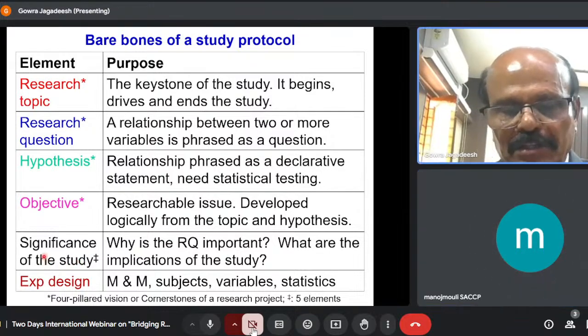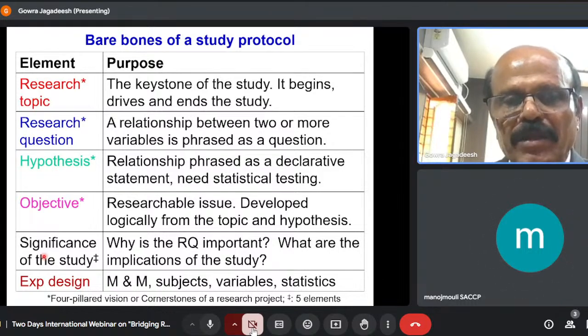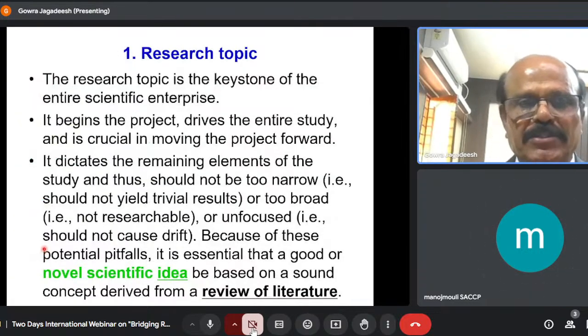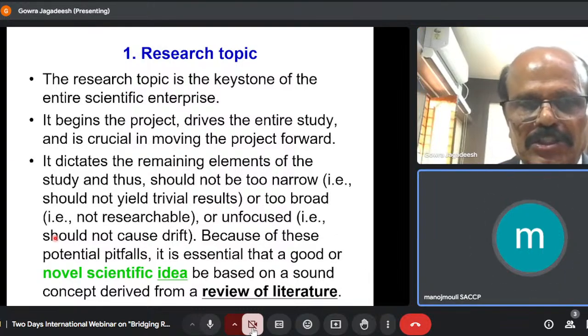Significance of the study: many universities will ask for it. Why is this particular study important? What are the implications? What are the societal benefits? Why do you need to conduct the study? So all these things come into the picture. Let us take up number one, the research topic.